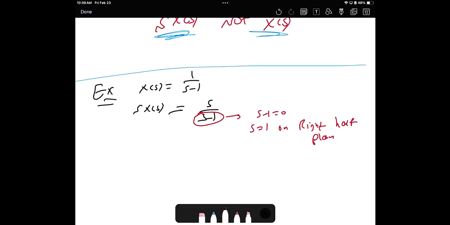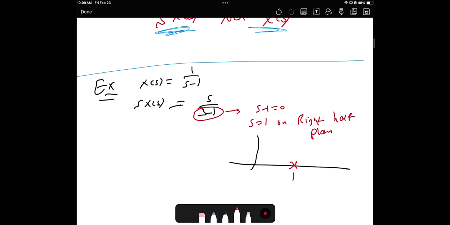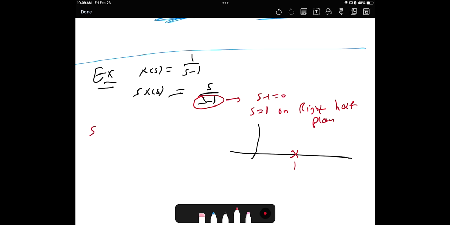So basically, if I make the plot, you will see the location of the pole will be here. It's not on the left half plane, so the final value theorem will not be correct. So we will say, since s X of s has a pole on the right half plane, the final value theorem cannot be applied.